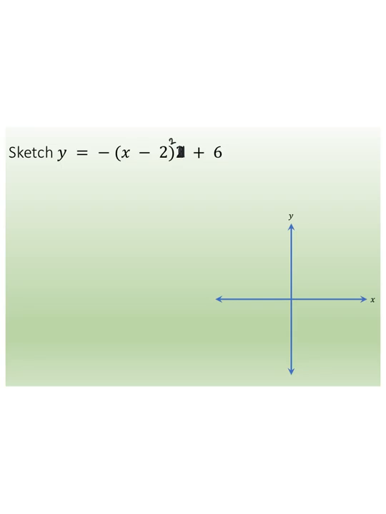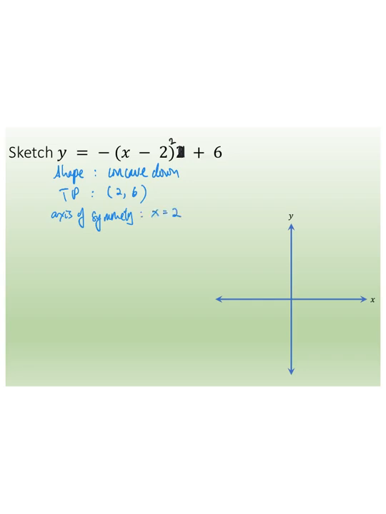Now, let's first look at the shape. The shape is concave down, since there's a negative there. The turning point is (2, 6). And let's look at the axis of symmetry, which is x equals 2.